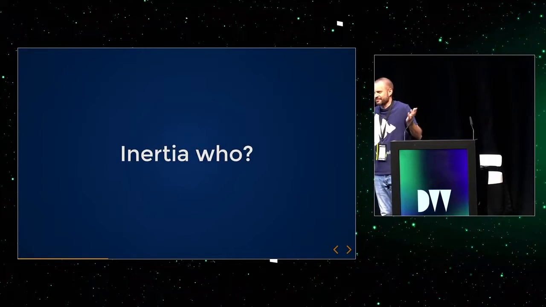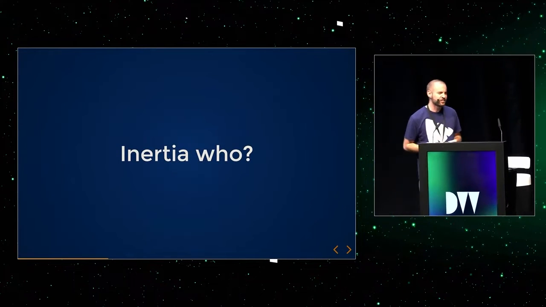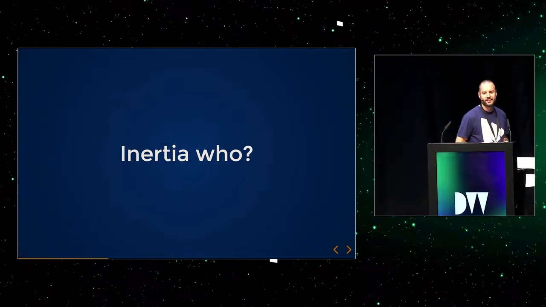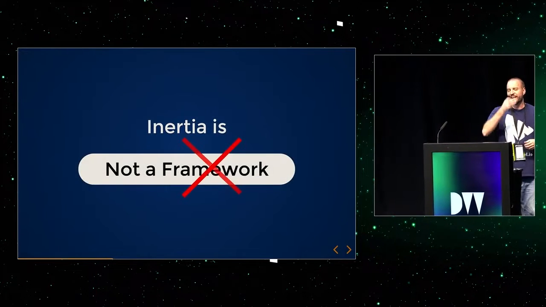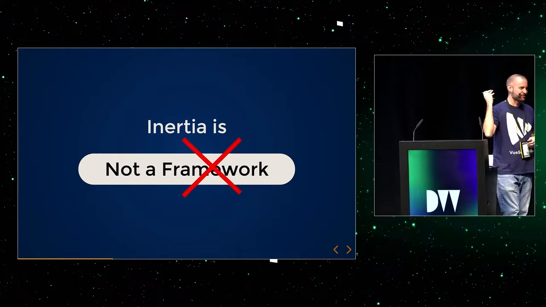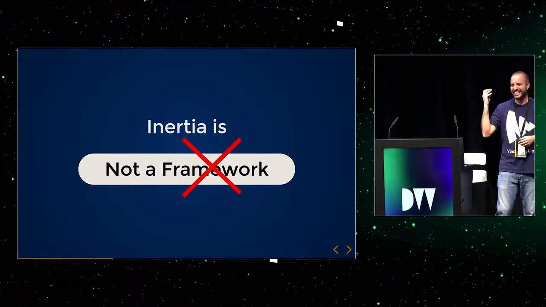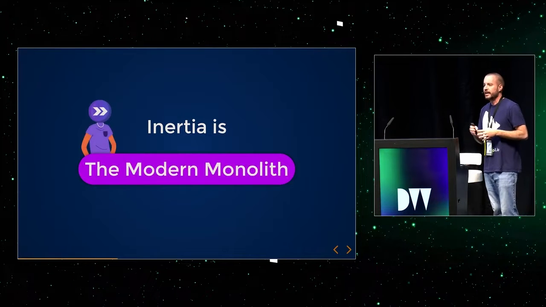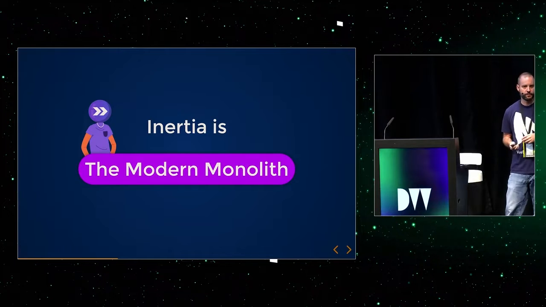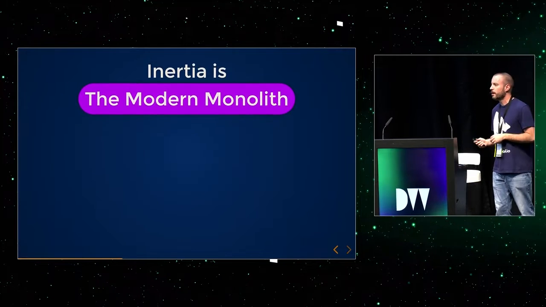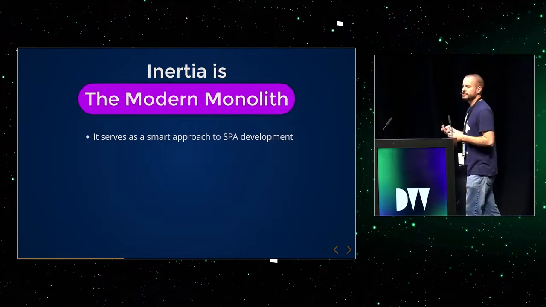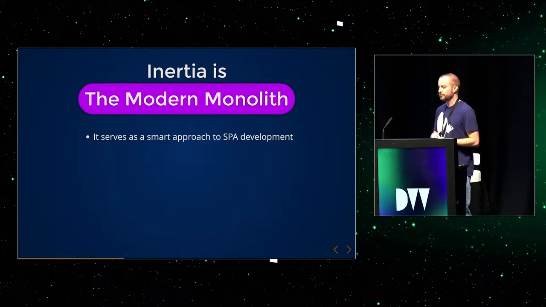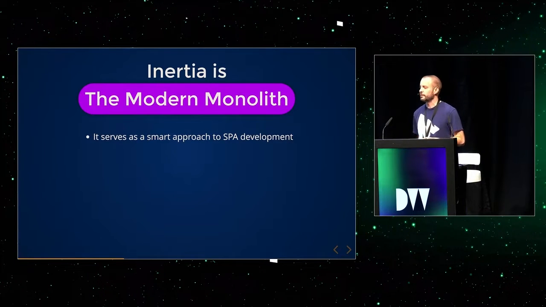So who is this Inertia? Who do you think he is, trying to get in the middle of the relationship between Vue and Laravel? Well, thank goodness it's not another JavaScript framework. Instead, it's some tooling that enables what's called the modern monolith. What is the modern monolith? It serves essentially as a smart approach to SPA development.